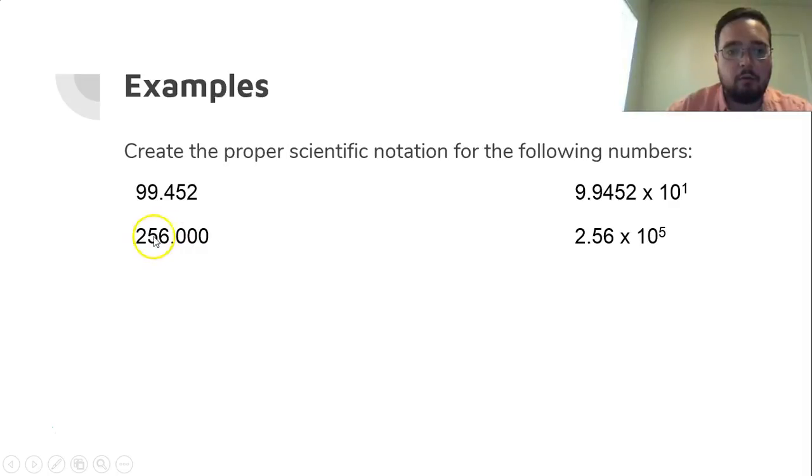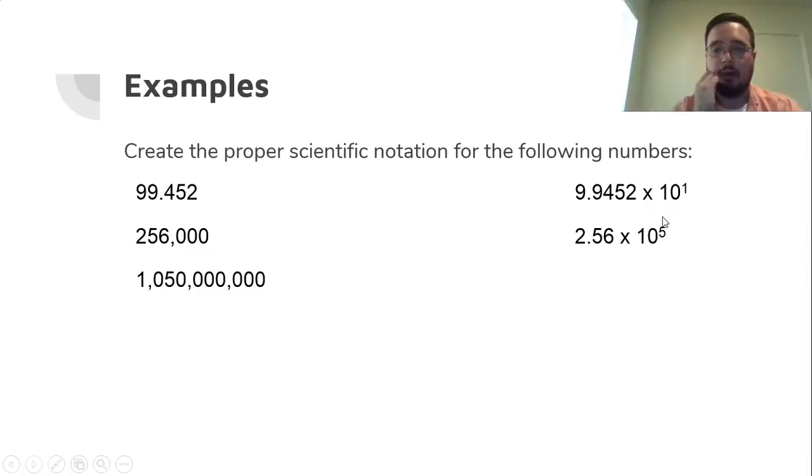I have to get it to where there's only one digit in front of it, so that 2. So I'm going to go 1, 2, 3, 4, 5. That's where I get the 2.56, and since I have to move it to the left 5 times, I get 10 to the 5th. All right. Again, take a second, see if you can do this one.